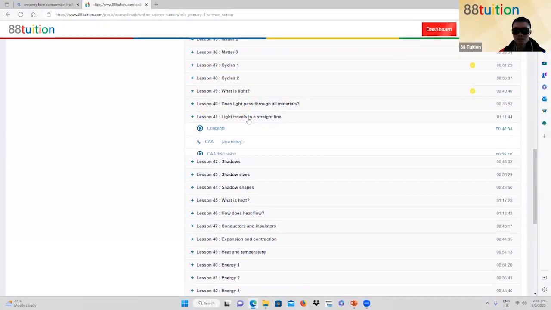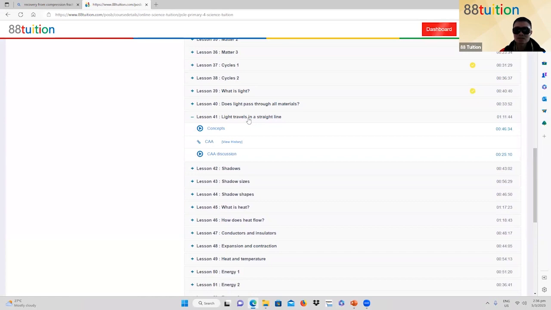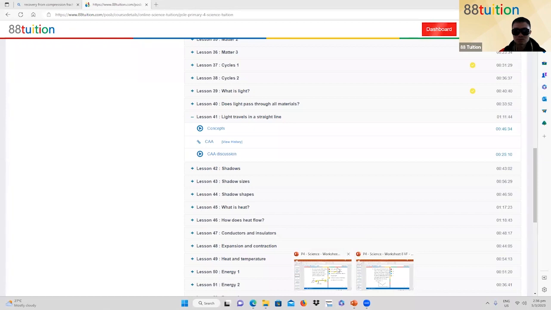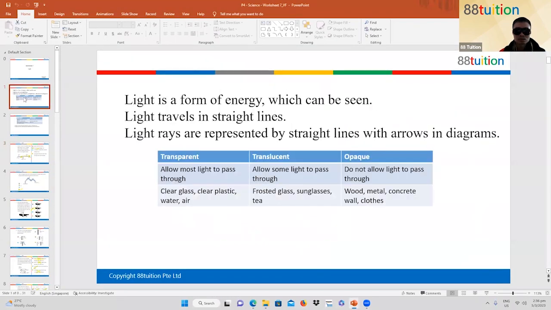Okay, last week we did this. Light travels in straight lines. Light can be reflected in different forms of reflection. Remember, let me just show you as a review. Okay, this one. Light rays. Remember, this is just a review.